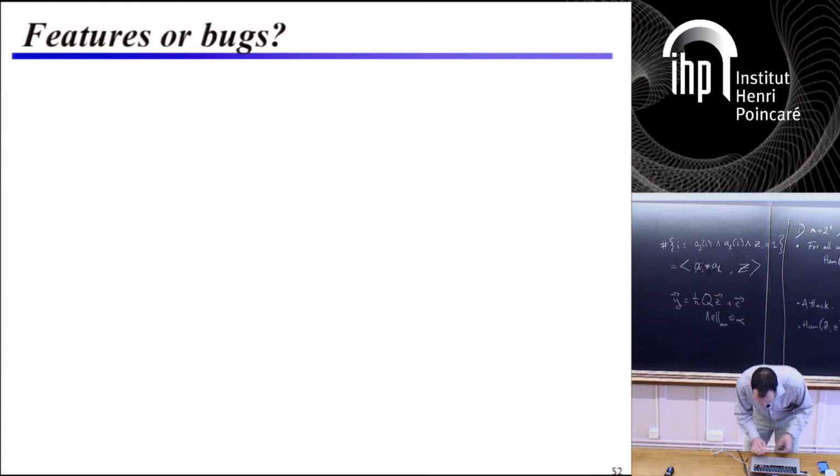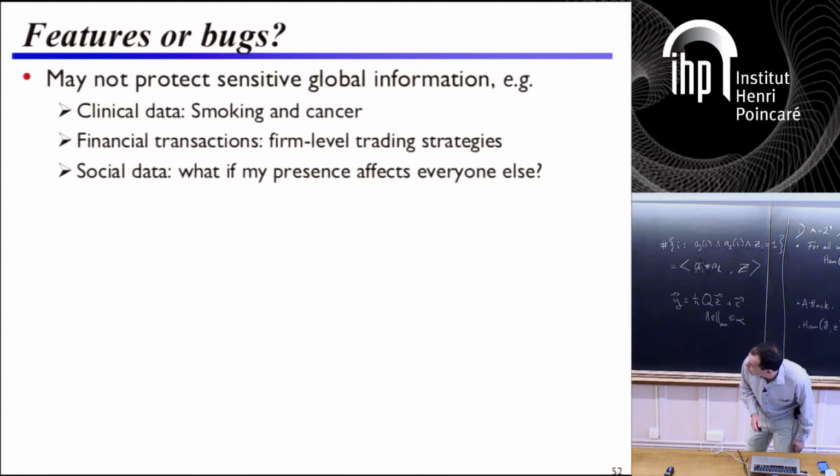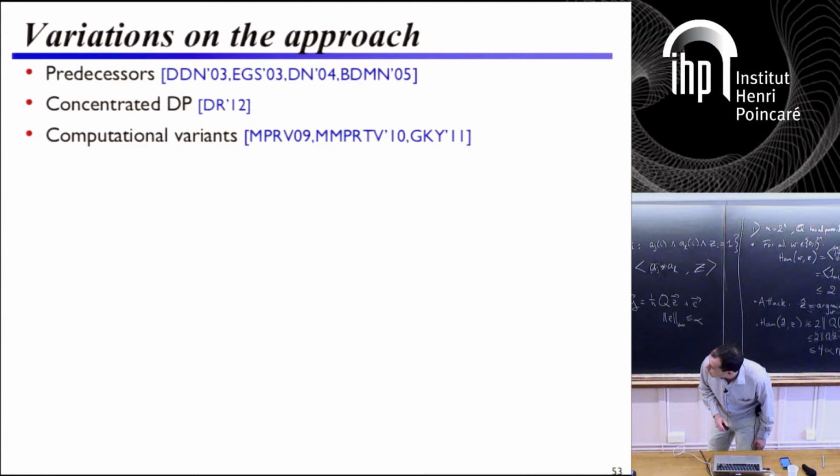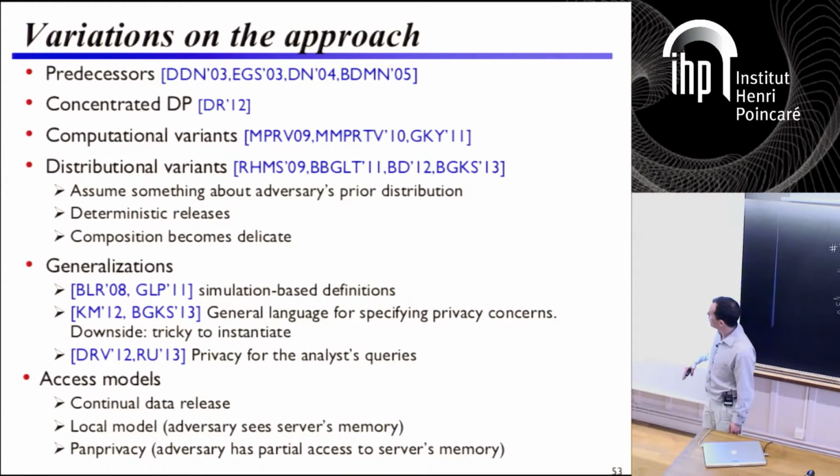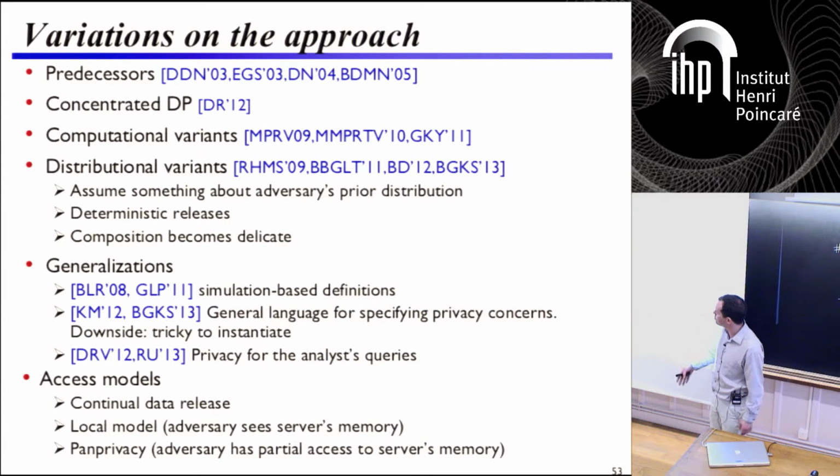I'm going to move ahead because I'm running way behind where I hoped I would be. I'll just say that there are a bunch of variations on this approach that have been considered in the literature. First of all, there were some predecessors to this notion dating back to the paper of Dinur and Nissim that we talked about earlier, and Cynthia Dwork was also involved in some of that early work. Computational variants, where we try to assume something specific about what the adversary knows ahead of time. Various generalizations, and maybe Kamalika's talk will talk a little bit about that. And there are also variants that change the access model.